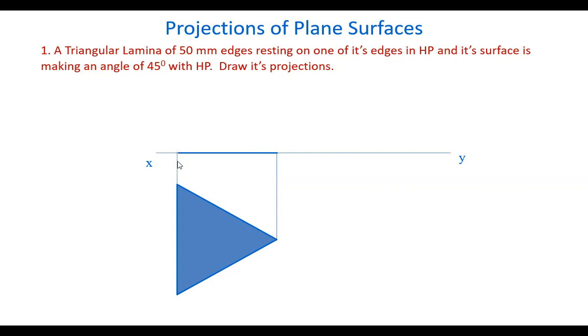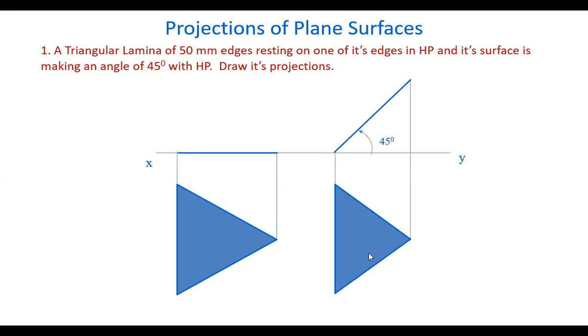I have an edge. This is the edge here, right? This side. When you lift this up, we get an edge in the horizontal plane and the surface will be making an angle. How do you say that the surface is making an angle? Here the surface appears like a line in the front view. When this line is making an angle with the horizontal plane, that itself is an indication that its surface is making an angle with the HP.